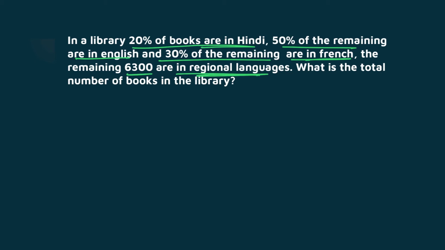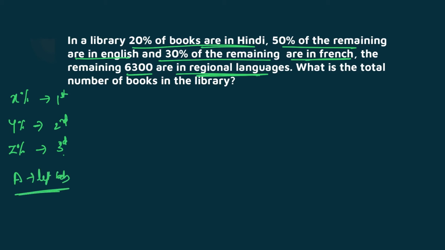For this type of sum also, you have to remember one small tip. Here's a note for you. If x% of a quantity is taken by the first, y% of the remaining is taken by the second, and z% of the remaining is taken by the third, and if a is left behind, so at the end we have only a, then we have to find the total quantity.